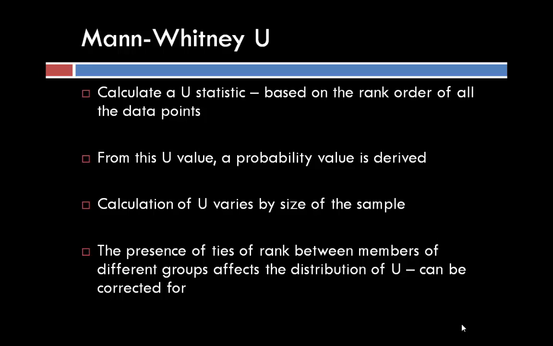From this U value, a probability value is derived, and it is important to note that the calculation of the U value varies by size of the sample. Additionally, the presence of ties of rank between the members of the different groups affects the distribution of U, and this can be corrected for.